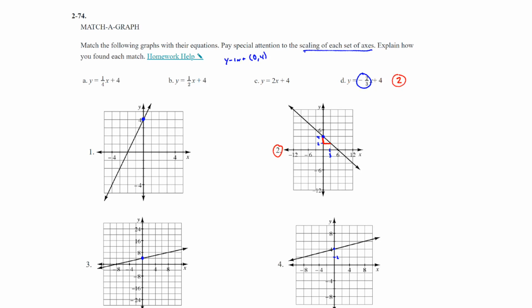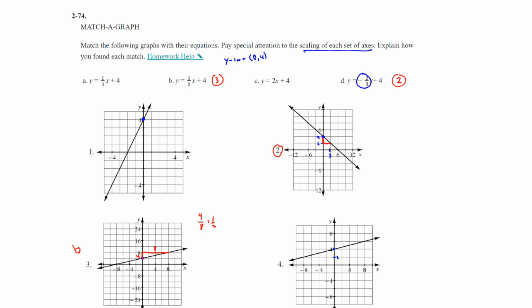All right, next, let's go back to the beginning, 1/4. Which graph has a slope of 1/4 where you're going up 1 unit and over 4? That doesn't appear to be graph 1. This graph is going up 4 and then over 8. So what would be up 4 and over 8? That would be 1/2. So that looks like this is graph number 3, and this matches up with B.